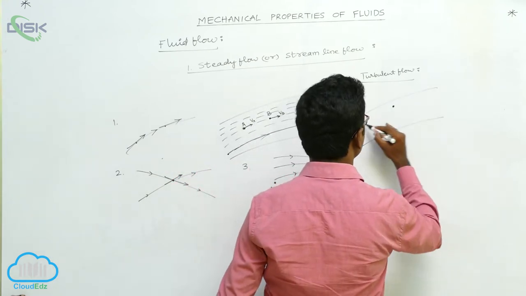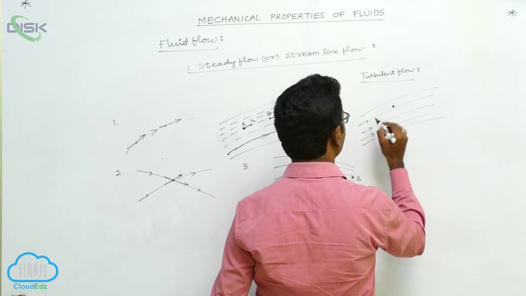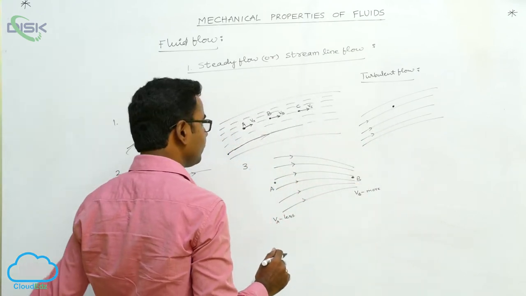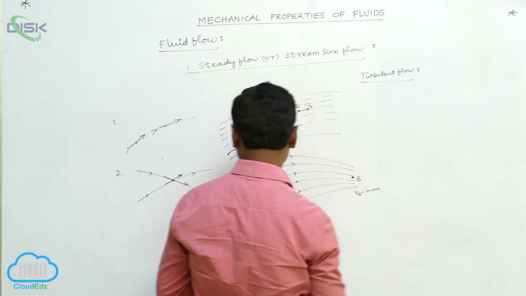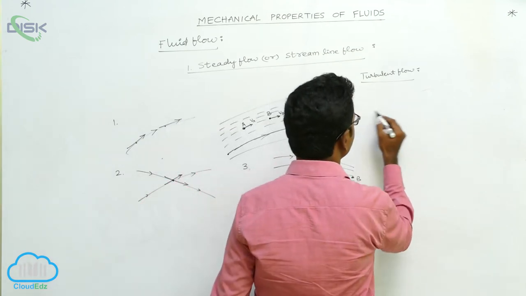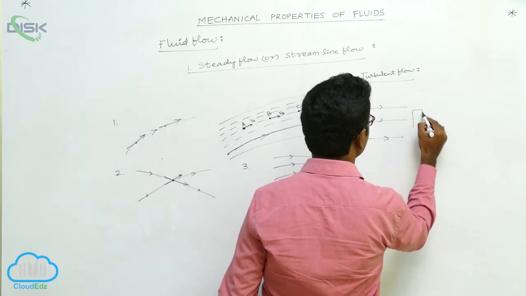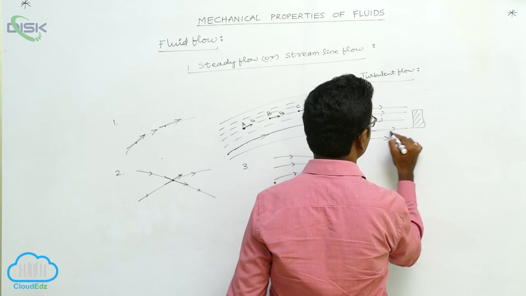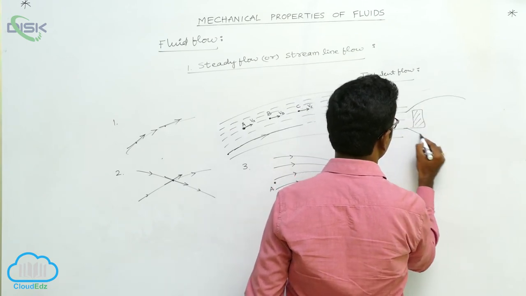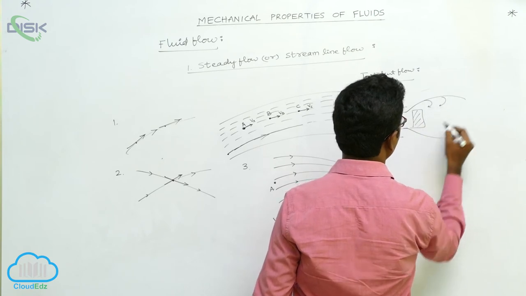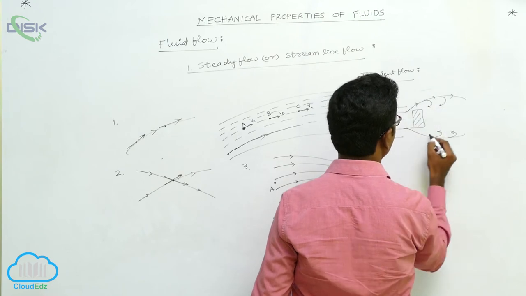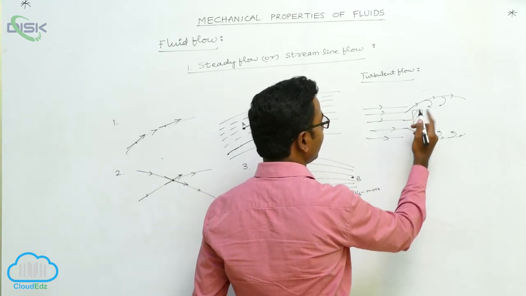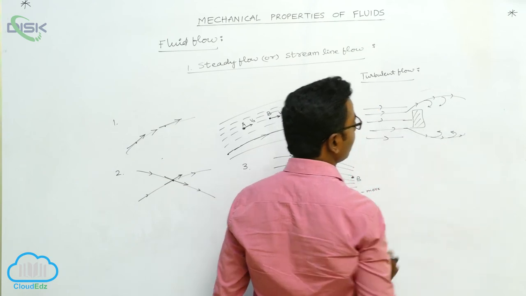Suppose this is a fluid flow. In this fluid flow, suppose there is an obstacle. This is an obstacle. Then what happens here? The fluid flow may change like this. Now after striking this obstacle, the streamlines are drawn like this.